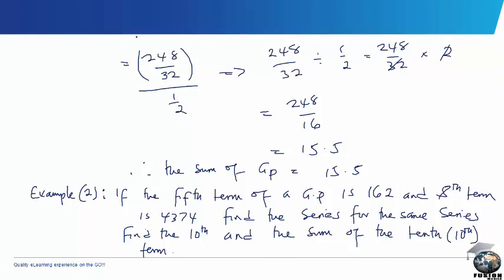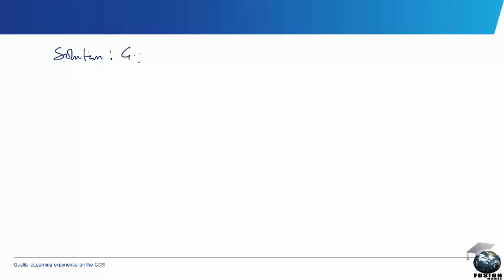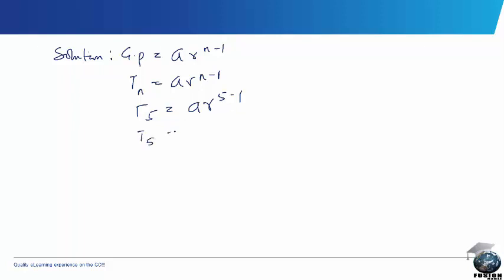All right, for finding the nth term of a GP, we defined the nth term of a GP to be equal to ar^(n-1), where a is the first term, r is the common ratio, and n is the number of terms we are looking for. And so for the fifth term, T5 is equal to a r^(5-1), and therefore T5 is equal to a r raised to power 4. I'll call this my equation 1.